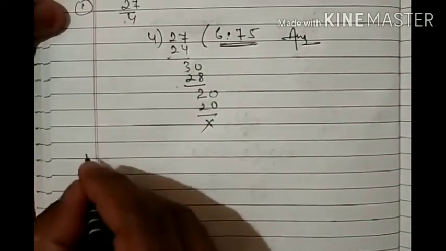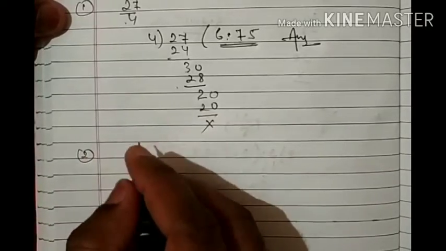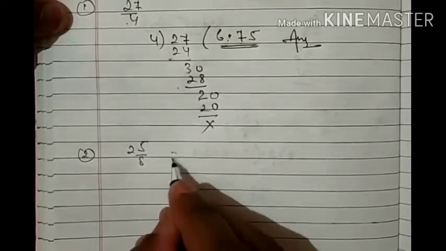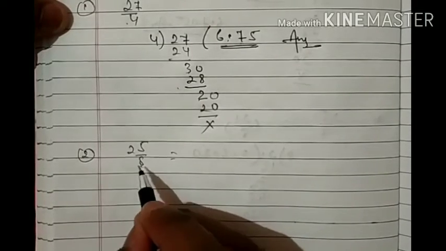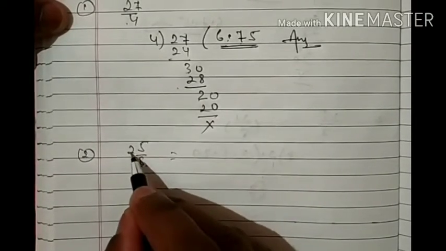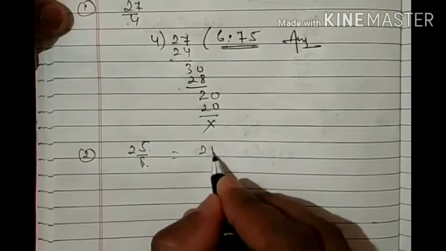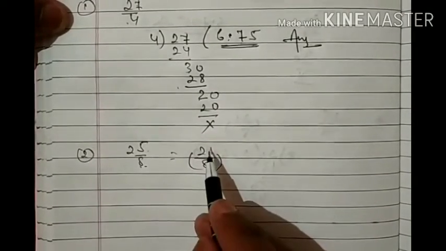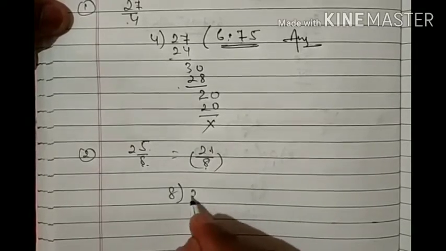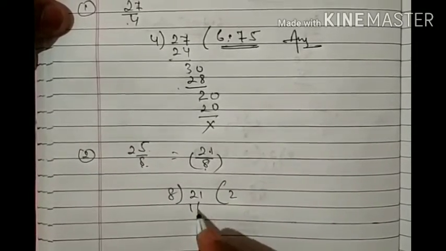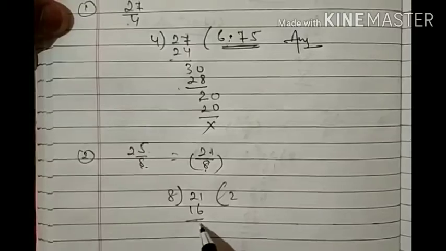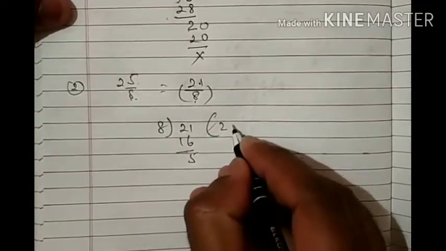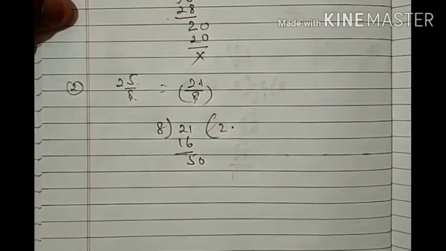Let's take another example. 2 integer 5 by 8. First of all, we will convert this mixed fraction into an improper fraction. 8 twos are 16. 16 plus 5 is 21. 21 by 8. Now we will divide 21 by 8. 8 twos are 16. What are we left with? We are left with 5. We will put a point over here. What do we get? 0.